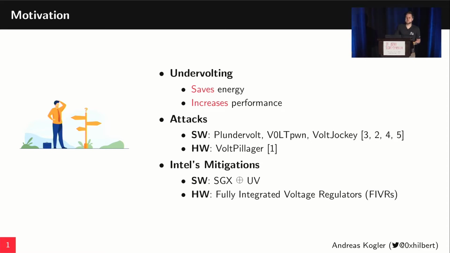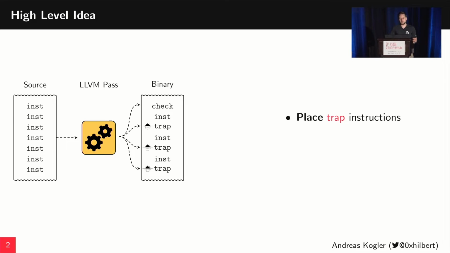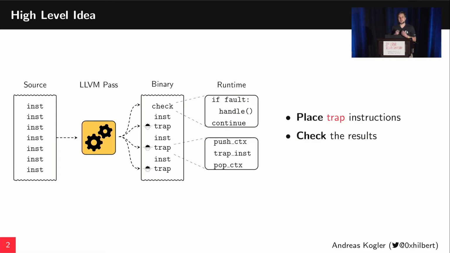So the question we ask in the paper is: is there not a better way that we can still have undervolting while having secure computation in SGX enclaves? And the high-level idea of this paper is quite simple. We have an instruction stream and we build something in between. In our case, it's a compiler extension that transforms this instruction stream to the following. We can see that we place trap instructions within the instruction stream, and these trap instructions are there to be checked by the program itself. The idea is now that if we undervolt a program, the trap instructions should catch that fault. And if the trap instructions detect a fault, we simply abort the computation.